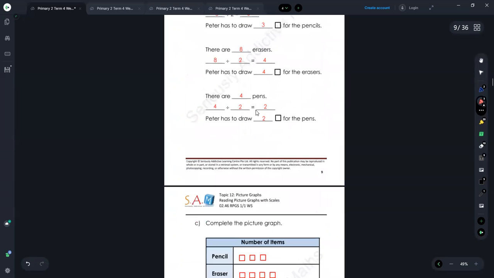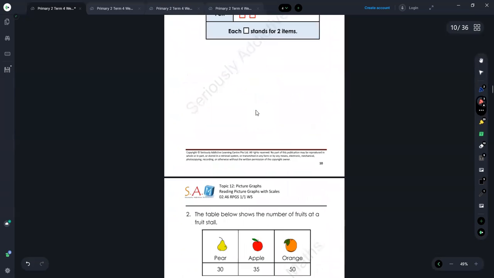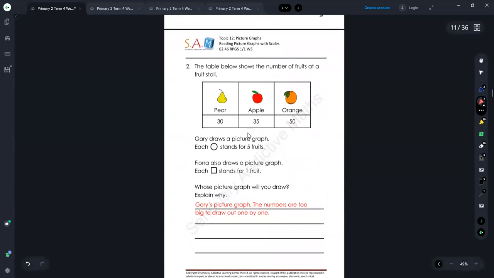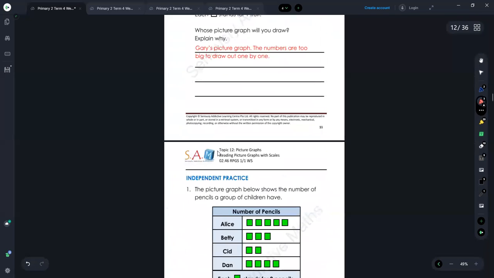Okay, so try to get this because I've explained a lot already. For guided practice, get them to do their own, all right, and see how it goes. Okay. Question 2 is quite interesting. Gary draws a picture graph. He used 1 circle represents 5, whereas Fiona uses 1 square represents 1 fruit, right? Whose picture graph will you draw? Okay, would you use Gary's method or would you use Fiona's method? Right, answer is Gary's method because there are too many pears, right? Numbers are too big to draw one by one. So you use 1 circle to represent 5.